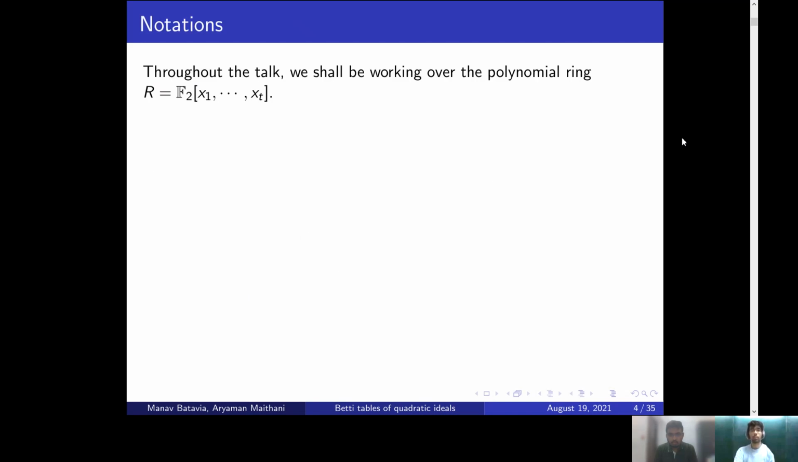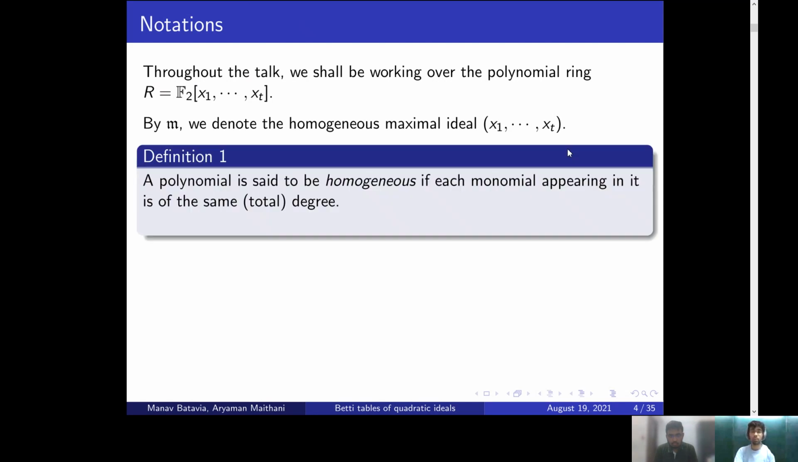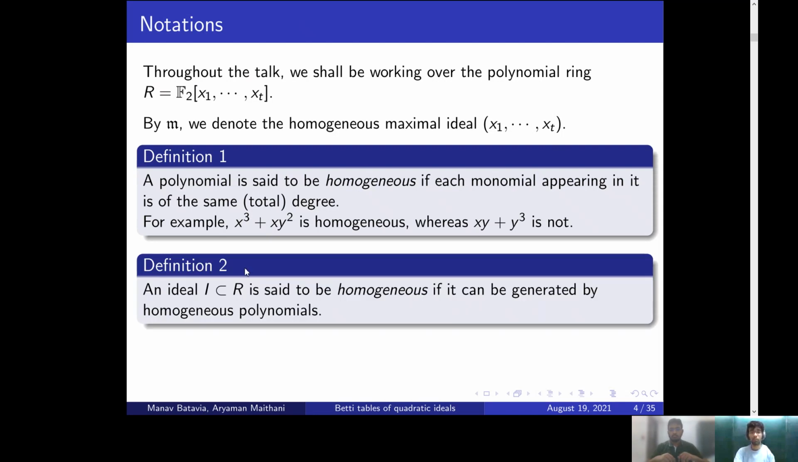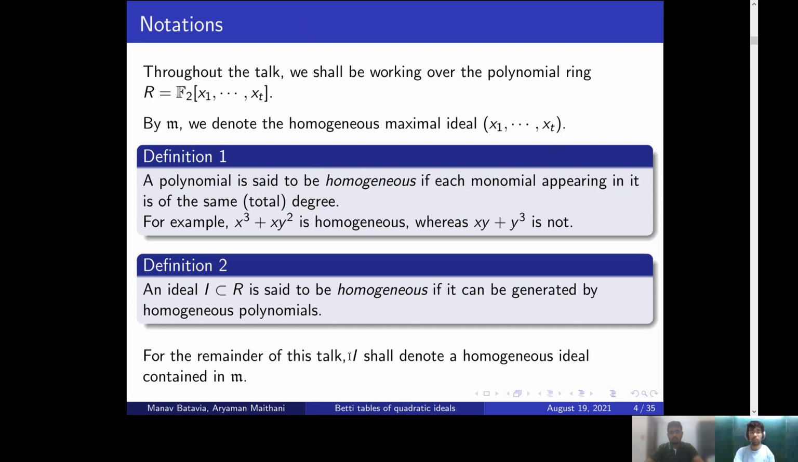So let us first start with some notations and basic definitions. Throughout this talk we will be working over this polynomial ring over the field F2. By M we shall denote the homogeneous maximal ideal generated by all the variables. A polynomial is said to be homogeneous if each monomial appearing in it is of the same total degree. So this is what one is familiar with for homogeneous polynomials. And an ideal is said to be homogeneous if it can be generated by homogeneous polynomials, so it has a generating set consisting of homogeneous polynomials. And we shall always be focusing on homogeneous ideals which are contained in M.